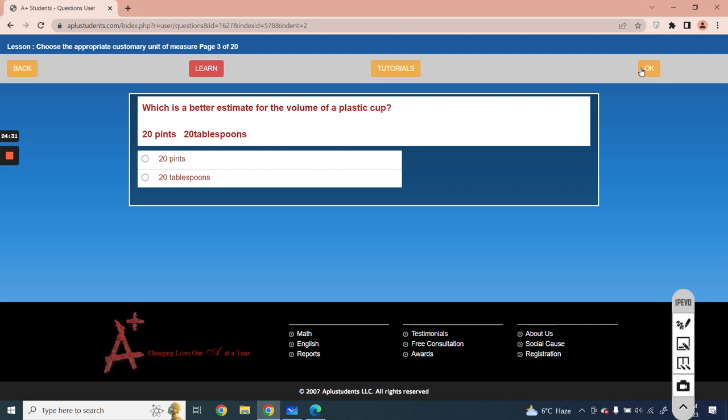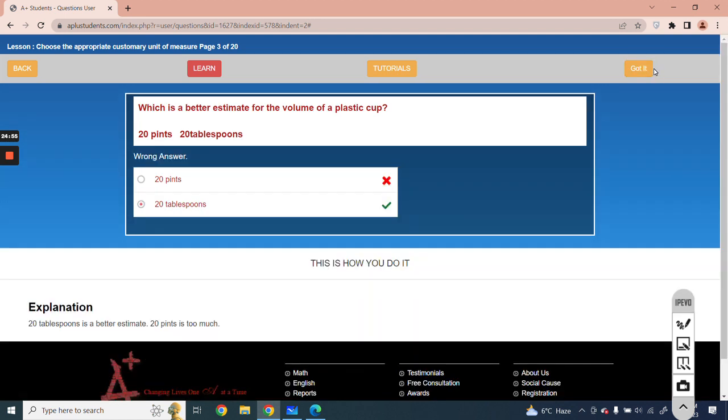Okay, which is the better estimate for the volume of a plastic cup, 20 pints or 20 tablespoons? So which is the correct option? It would be 20 tablespoons. A plastic cup is too light, so 20 tablespoons is the better estimate. 20 pints is too much, because a pint is a greater unit. Got it?